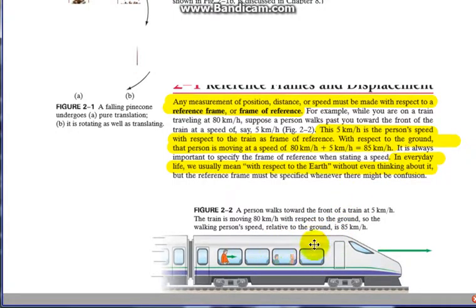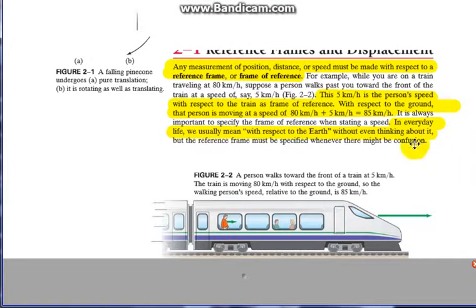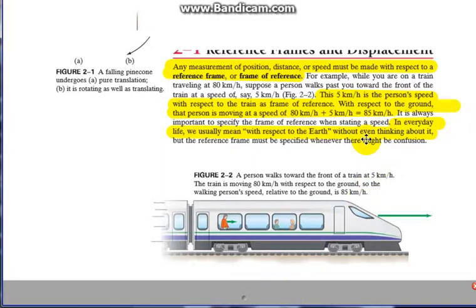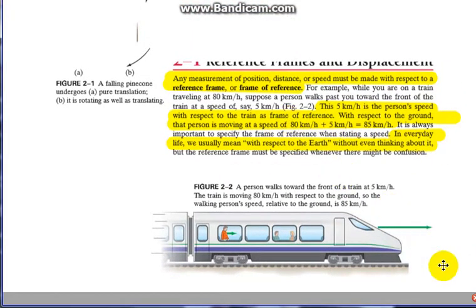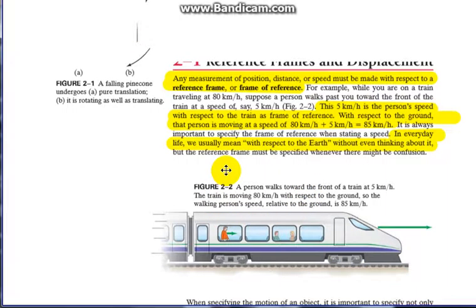So you'd have to say with respect to the terrain, and that way you'd be indicating what your frame of reference is. In everyday life, we usually mean with respect to Earth automatically, without even thinking about it, because we're attached to the Earth. So usually when we see a car go 100 kilometers per hour, it's automatically with respect to Earth. But the reference frame must be specified to avoid confusion later on. Okay, so that is what a reference frame is: a frame that you're referring to when you're saying something about an event or about motion itself.